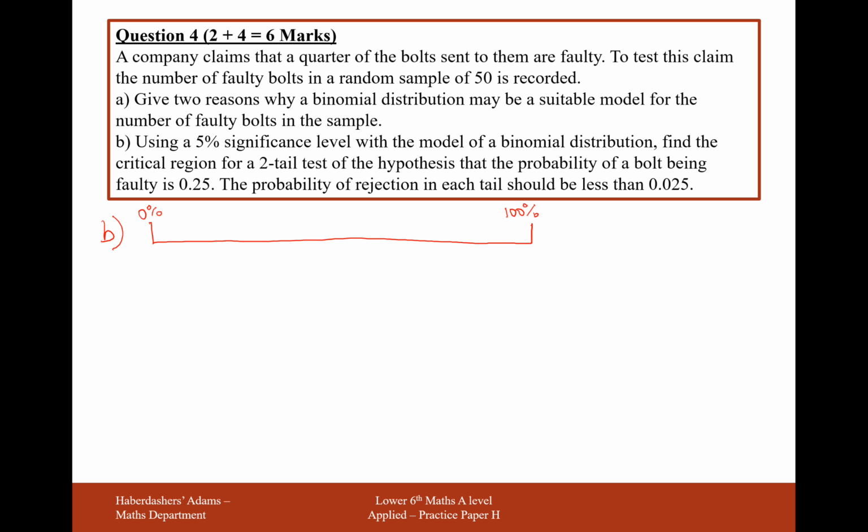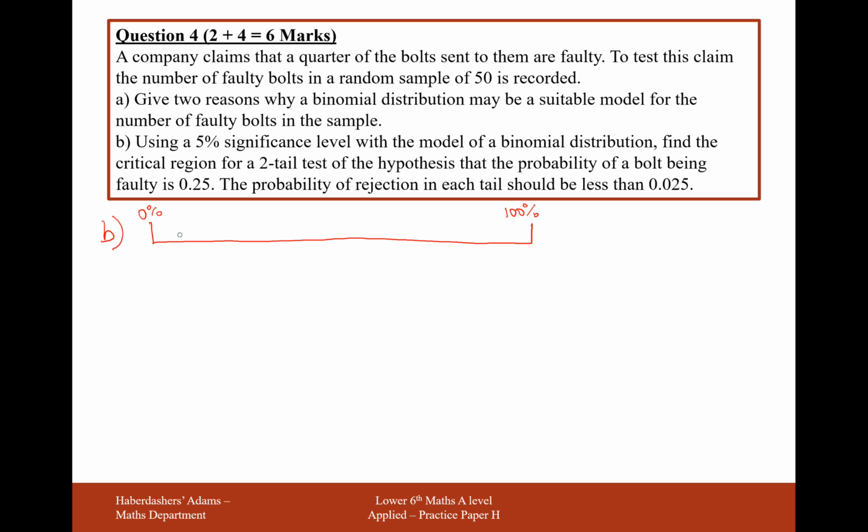Now what we're looking for here is for a bolt to be faulty or not faulty, and we're going to assume to start with that it has a probability of 0.25. So you would expect out of 50 bolts for about 12 to 13 of them to be faulty. And if maybe only 8 were faulty, or maybe as high as 15 bolts were faulty, maybe there's some leeway that we could allow there.